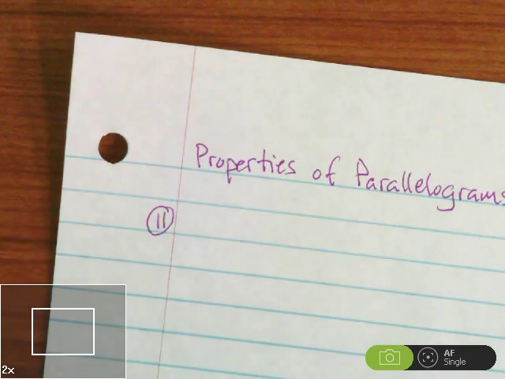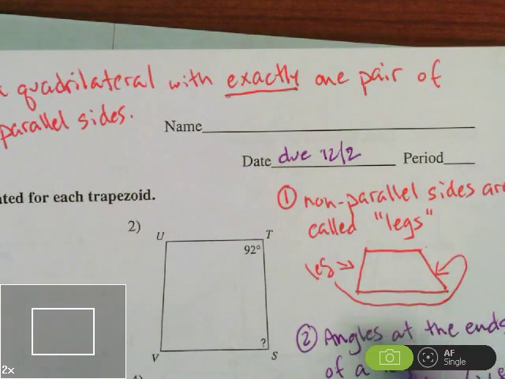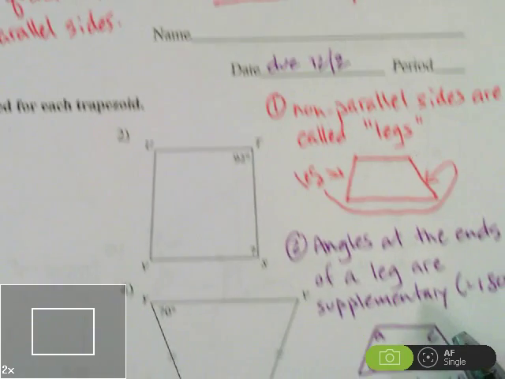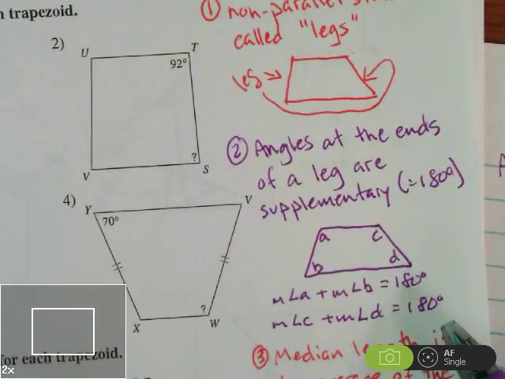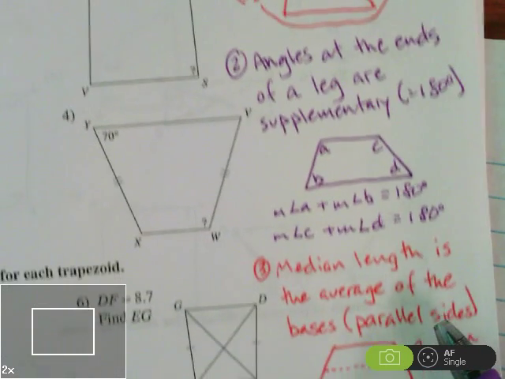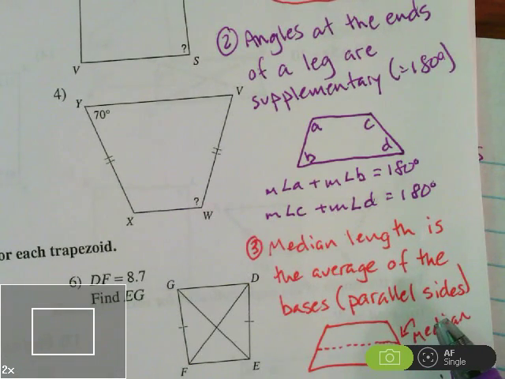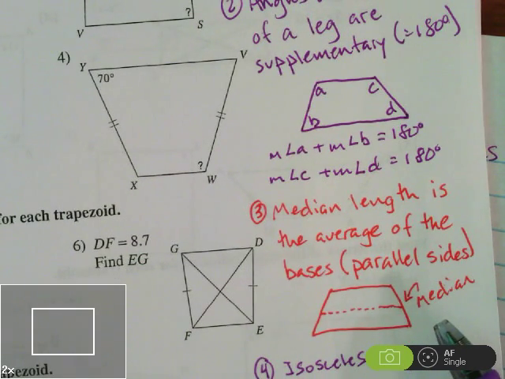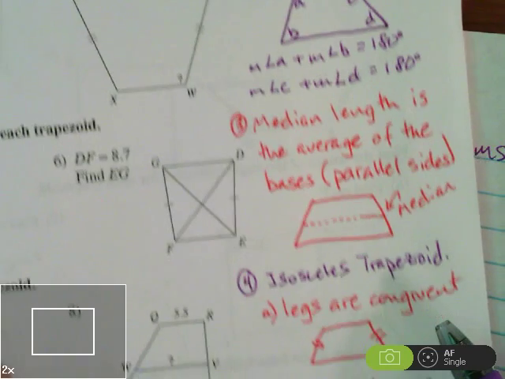Also, in a trapezoid, we call the non-parallel sides legs. We call the parallel sides bases. The angles at the end of each leg are supplementary. They add up to 180. The median length is the average of the bases, and it's halfway between the bases, and its length is halfway between the lengths of the bases.